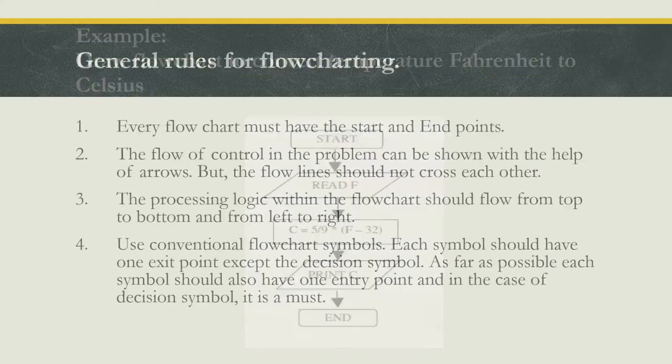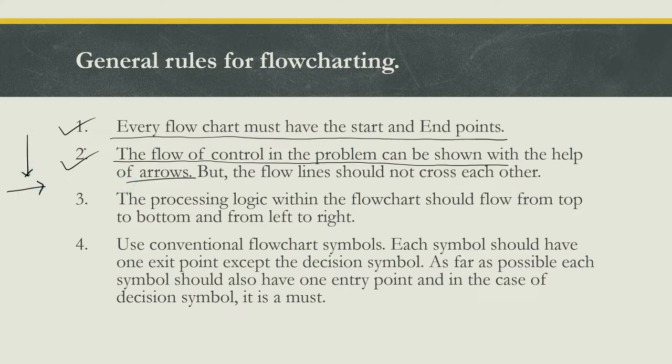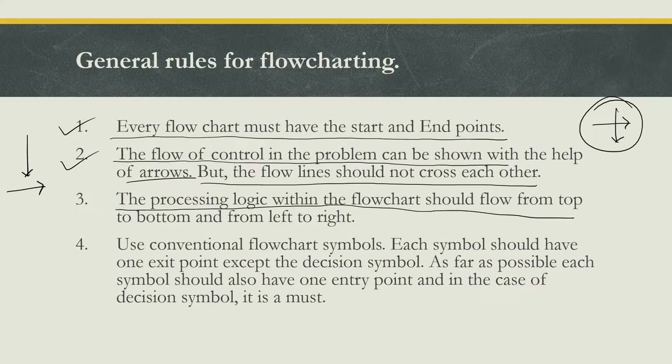I hope these things are clear to you. So there are general rules for flowcharting. What are these general rules? Very first one is, every flowchart must have a start point and an end point. Second rule, the flow of control in the problem can be shown with the help of arrows. You have to use arrow lines. And the flow lines should not cross each other, right? You must not draw a flowchart with this kind of thing. The processing logic within the flowchart should flow from top to bottom or left to right. You have to use conventional flowchart symbols.